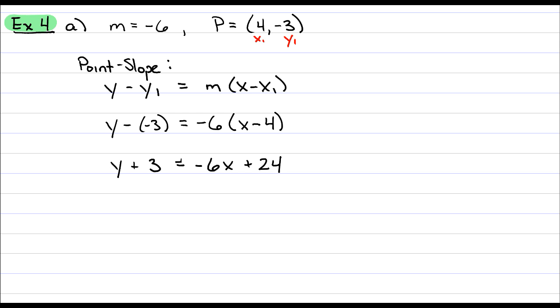And then the last step here is, I want the answers to ultimately be in slope-intercept form, y equals mx plus b. So to do that, I need to solve for y. So I need to subtract 3 from both sides of the equation here. And that's going to give me y equals minus 6x plus 21. Okay? And so that's the answer in part A. This is a line that has slope of -6, and it passes through the point 4, -3.